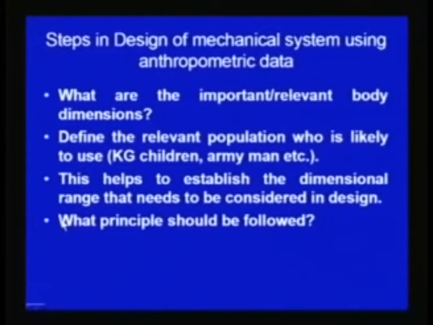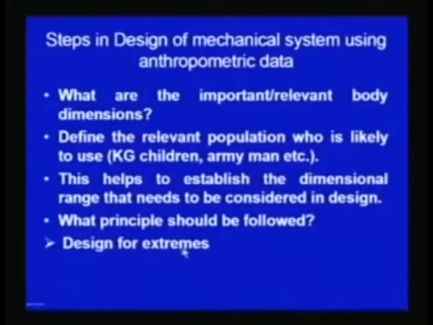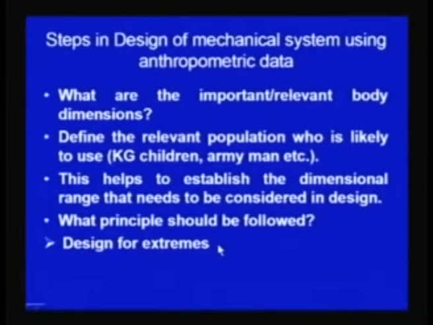The mechanical systems which can be used by the general public can be designed using three different types of principles. The first is design for extremes, where it is kept in mind what is the maximum or the minimum dimension of the individuals who can use a given mechanical system. So, design for extremes is based on what is the maximum possible dimension of the human body part who can use the given system.